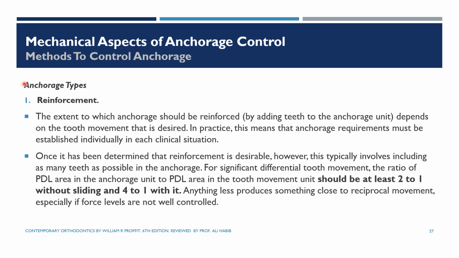So in this part we will talk about anchorage types, and this is one of the types of anchorage which we call reinforcement anchorage, in which we reinforce posterior teeth either by adding more units to the posterior teeth, like if you do extraction of the first premolar, you can add the second molar to the posterior segments, and sometimes we can do it by reinforcing anchorage using headgear, extraoral forces.